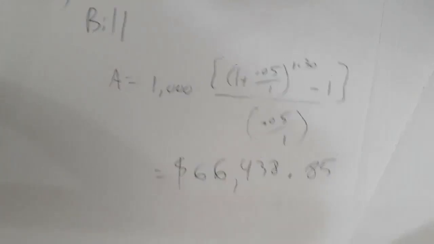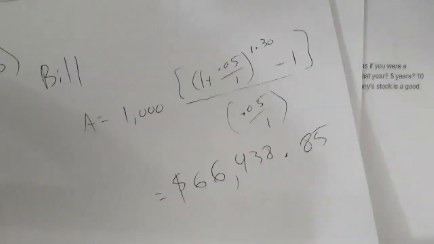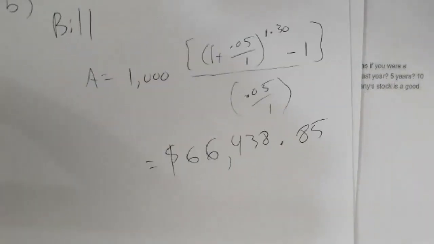So how does that compare to Mitch? So Mitch had what, 88,000? This guy has what, 66,000? And he did things 20 years less, right?